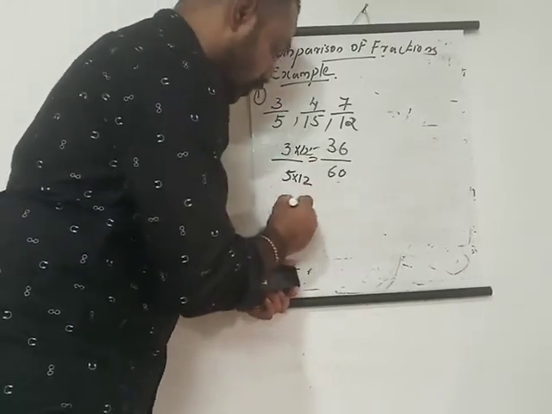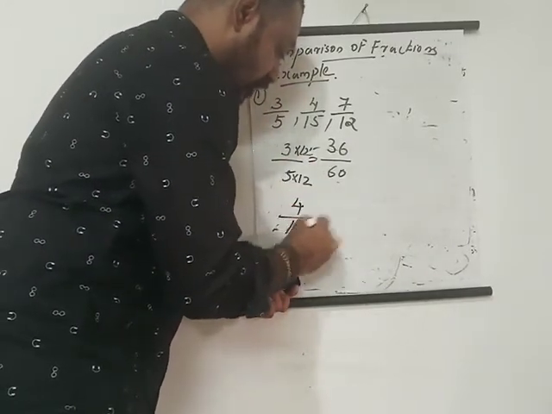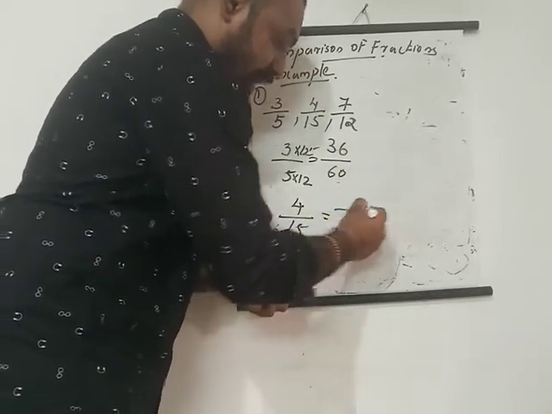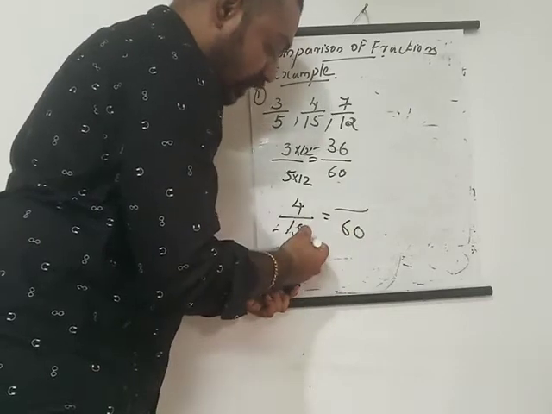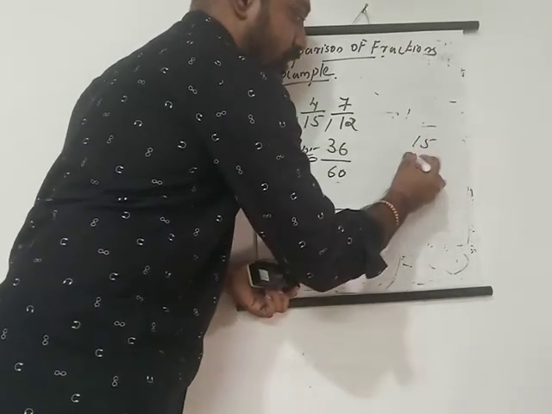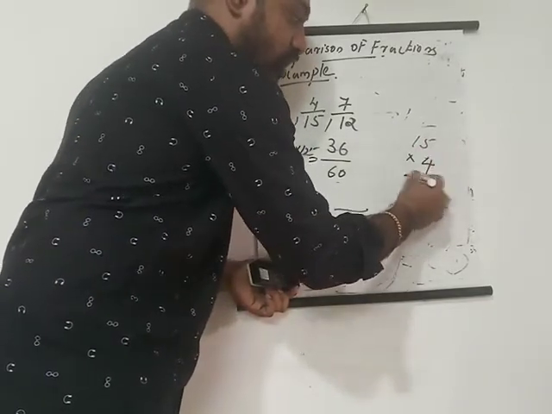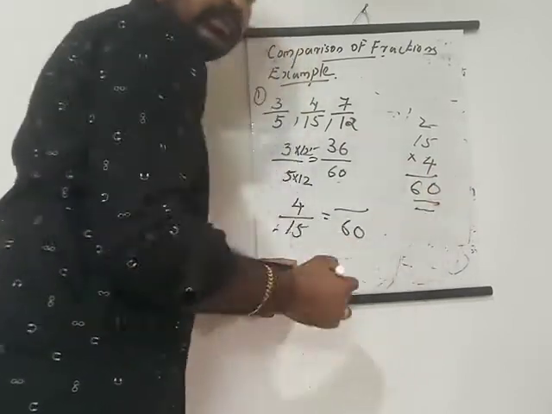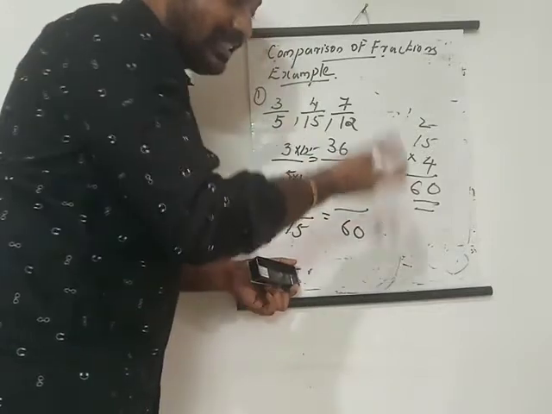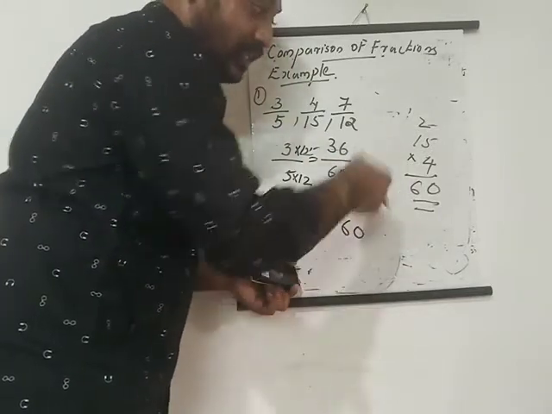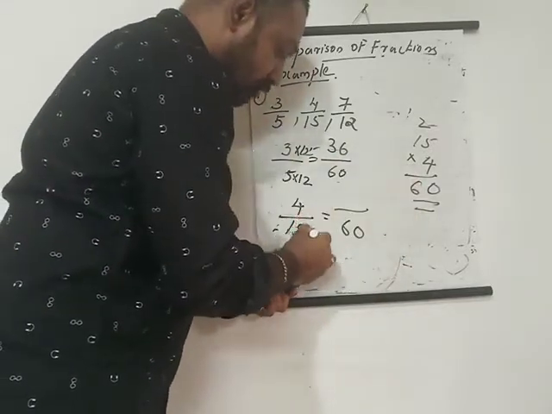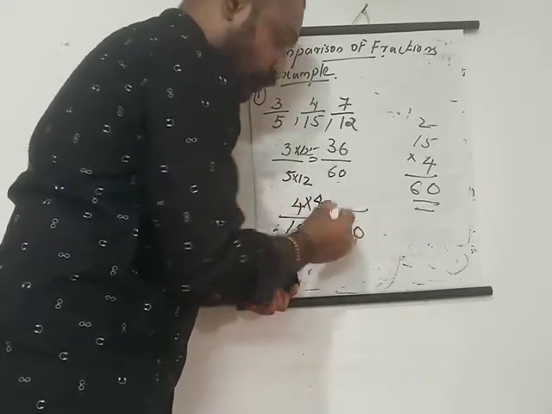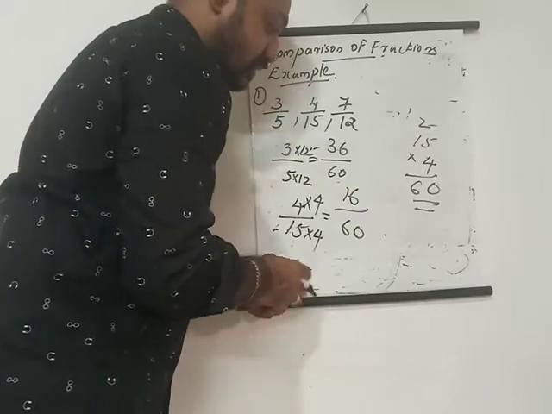Now take the next number, 4 by 15. To convert 15 into 60, that is the next one, LCM. So I need to multiply by which number, that one you have to check. 15 times 4 is 60. Just you can check: with 2 you will get 30, with 3 you will get 45, then with 4 you will get 60. So I need to multiply with 4 to get 60. Same thing you have to do on the numerator too. Then you will get 16 by 60.